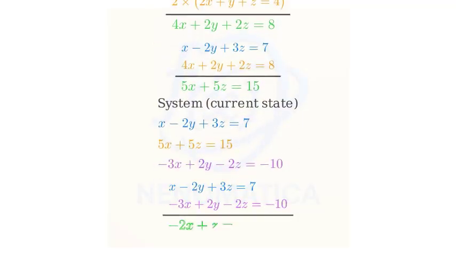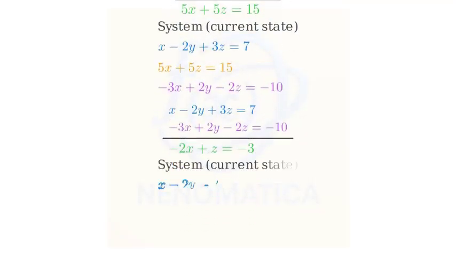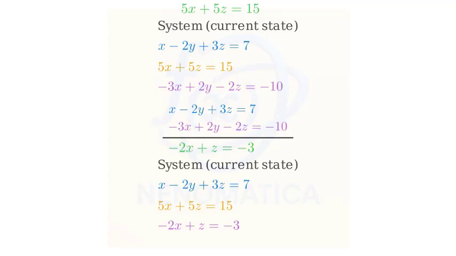Next, eliminate y again, this time using equation 1 and equation 3. Adding them gives negative 2x plus z equals negative 3. This will serve as our new third equation.